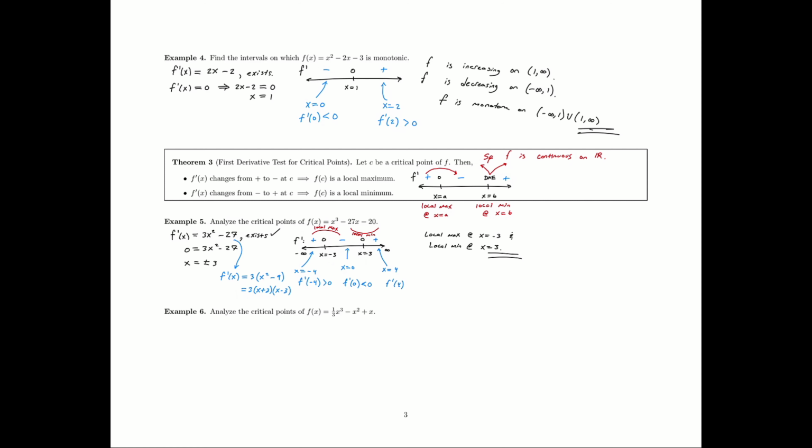Next example, example 6, we're going to, again, analyze the critical points of this function. In other words, figure out at each critical point, do we have a local min, max, or neither? So we begin by taking the first derivative of the given function f to obtain x squared minus 2x plus 1. And now this right here should factor into (x minus 1) quantity squared.